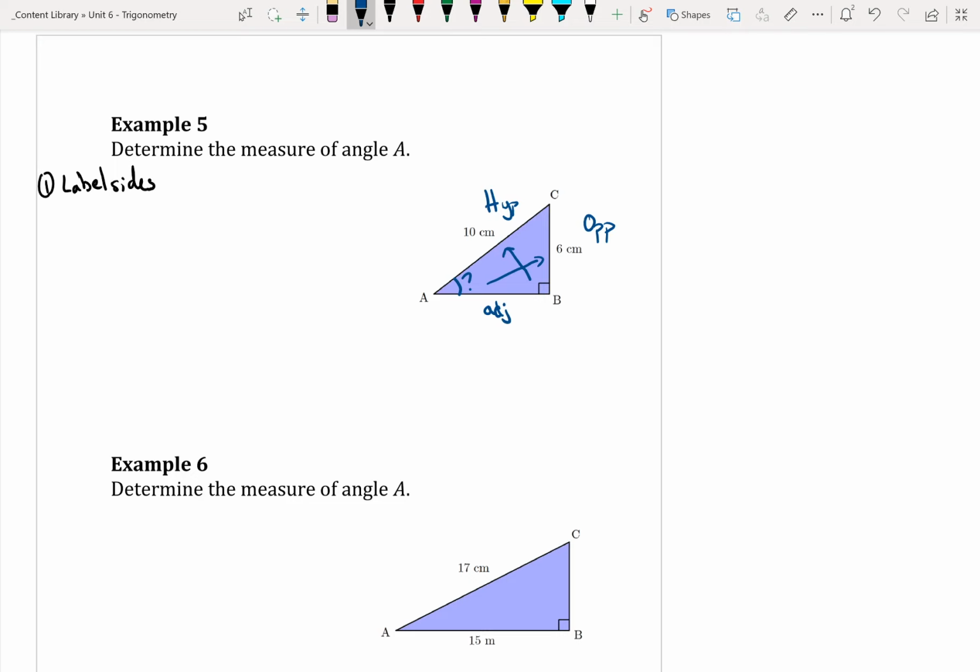So the next step we want to think about is, what ratio do we use? So in this case, what ratio do we want to use? I'm going to write the acronym for the two that we have first. So sine or cosine. And again, you want to look at, okay, I'm looking for angle A. I've labeled my sides. Which two sides do I have information for? In this case, I have my opposite and hypotenuse, so that means I have to use sine, because sine is the only one with O and H. So I'm going to use sine A is equal to opposite over hypotenuse.